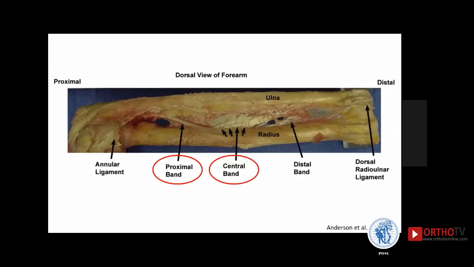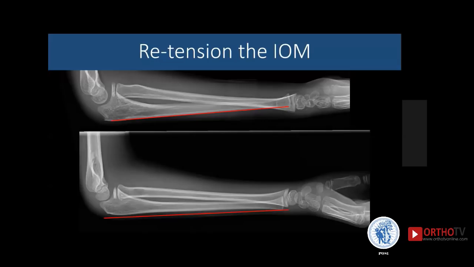And of that, the proximal band is most important. Your annular ligament only gives you another 20%. And you get about 5% or so from the congruency of your radial head. So understanding this anatomy can really allow you to target interventions that are going to give you the most success with the least amount of morbidity. So your primary goal when dealing with these is to retension the interosseous membrane.